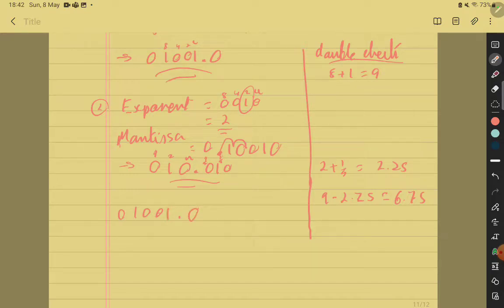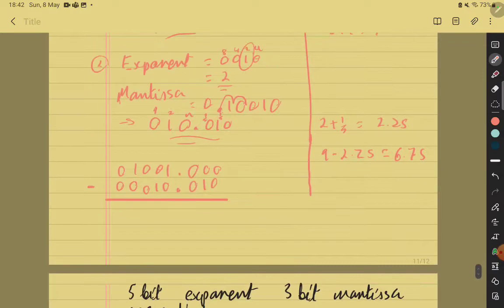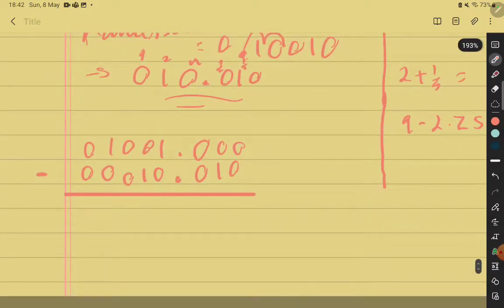0.1001.0 minus 10.01. Let's pad it with some zeros. 0 minus 0, 0. 0 minus 1. For that, we'll go here, because that's 0. We have to take away 1, and that turns that into a 2. That becomes 0, and that becomes 2. Don't ask why, just understand it. So we take 1 from here, that becomes 1, and that becomes 2. 2 minus 1, that's 1. 1 minus 0, it's 1.